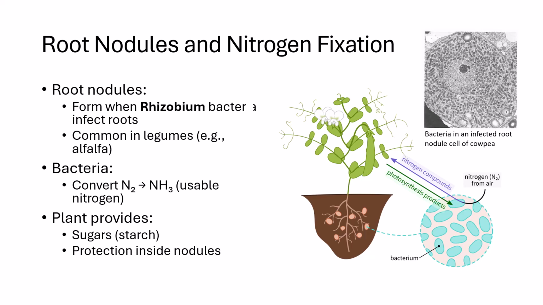One important root symbiosis involves root nodules and nitrogen-fixing bacteria, usually species of Rhizobium. These bacteria colonize the roots of certain plants, especially legumes like alfalfa. Inside the nodules, the bacteria convert atmospheric nitrogen, or N2, into ammonia, NH3, which the plant can use to make proteins and other important molecules. In return, the plant supplies the bacteria with sugars and a protected place to live. From the outside, these nodules appear as swellings on the root surface, but inside they're packed with bacterial cells.